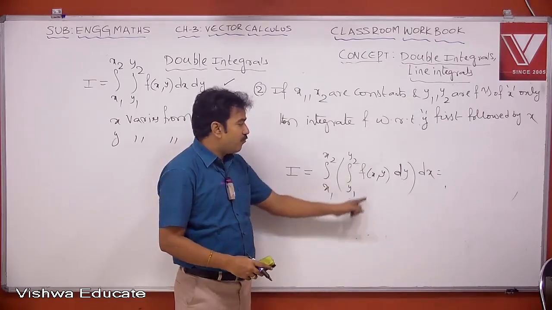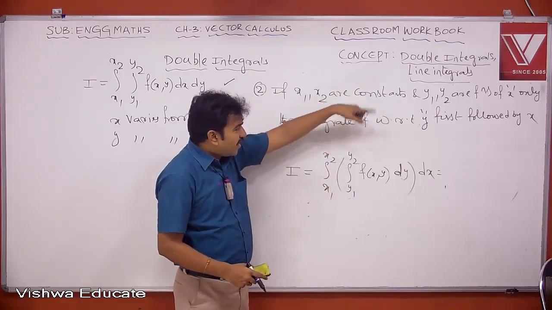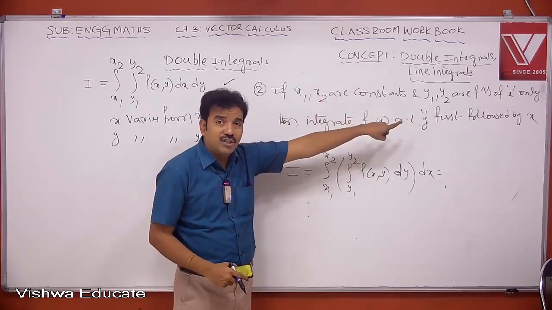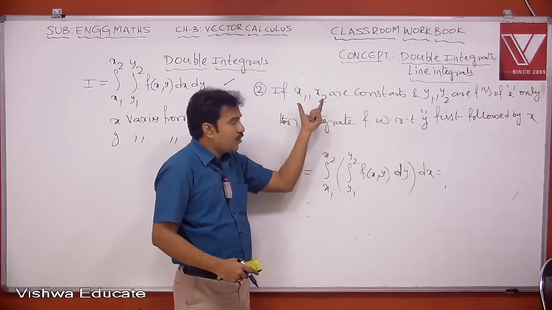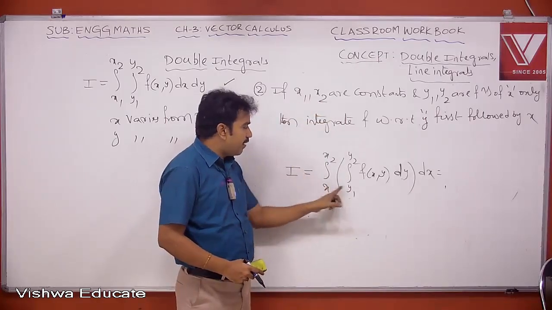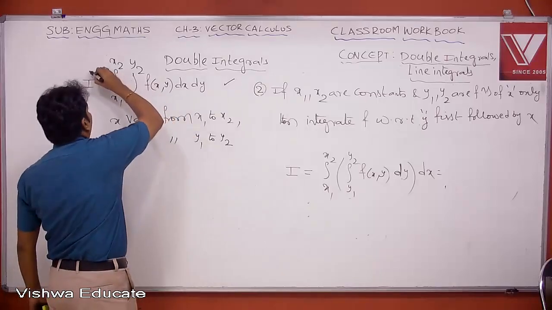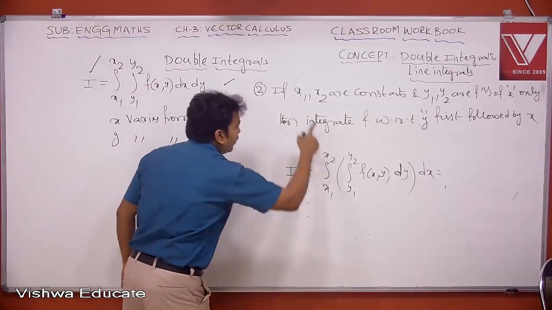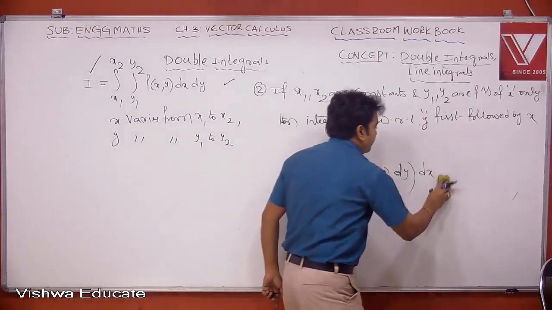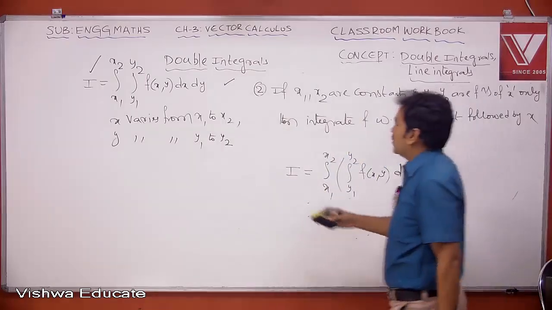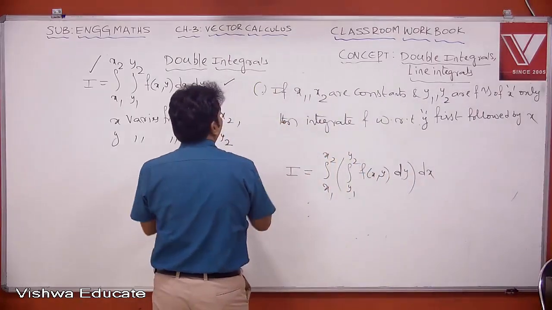Okay. So when you are finding a double integral, if y limits are functions of x and x limits are constants, then integrate f with respect to y first followed by x. Therefore, in that case, this double integral I becomes this. Note this point. Case 3.